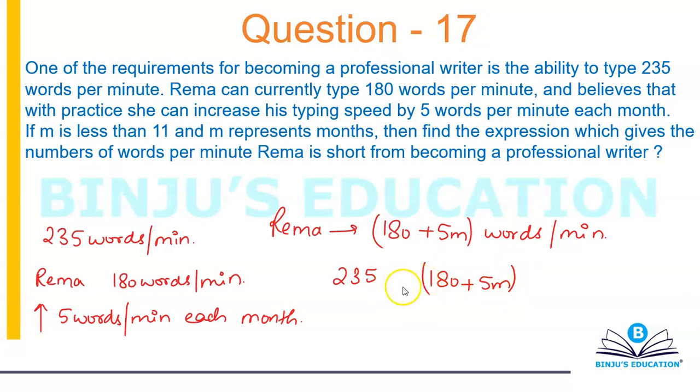So if you want to calculate how short she is, we have to take the difference of these two. So this will basically become 55 minus 5m, or you can write 5 into 11 minus m. So she is basically short by 5 into 11 minus m words per minute, and that's your answer.